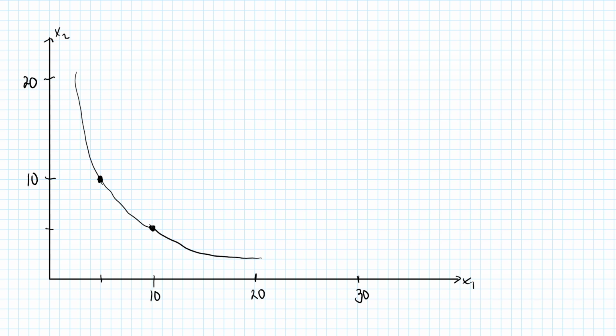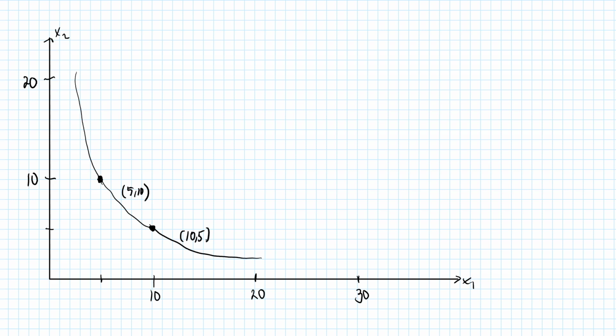Let's consider the following question, which at first doesn't seem to be particularly interesting, but which turns out to be important. Here I have two bundles. This bundle is 5,10 and this bundle is 10,5. I'm indifferent between these two bundles and there is an indifference curve containing both of these bundles.